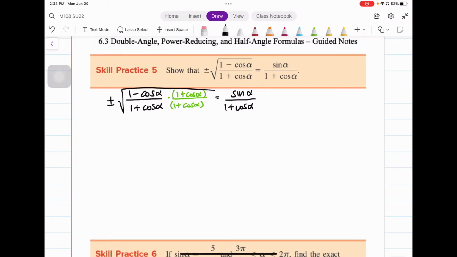In the denominator, I wind up having 1 plus cosine of alpha, squared. That's good. And then in the numerator, I wind up having the sum and difference, which is 1 minus cosine squared of alpha.